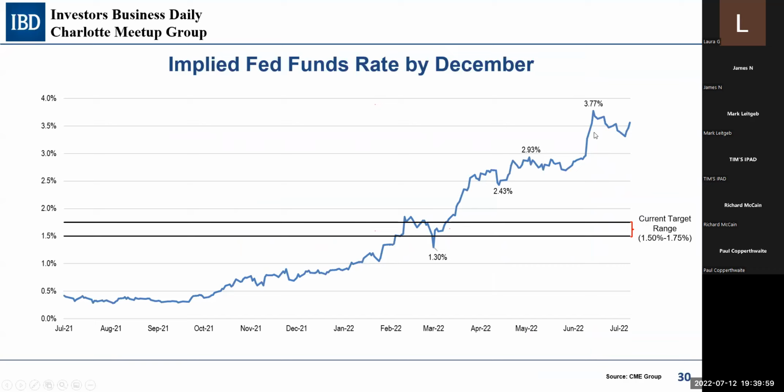Okay, and then one of the hot topics: what are they going to do with all this inflation? And here's the projected path of the Fed funds rate by the end of this year. It peaked at 3.8%, and we're just below that now. Our current target is 1.5 to 1.75%, and for now the consensus is they'll raise another 75 basis points. But I'd expect this chart to move. It's got potential to move quite a bit following tomorrow's announcement, depending on where we are. We'll have to see.